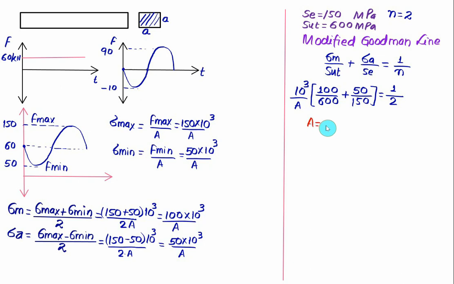In this case, the area A is same as A into A, that is A square, because we have a square section. And we get the area is close to 1000 mm square. But we are interested in the side, so we have side value A is equal to under root of 1000, that will be close to 31.62 mm.